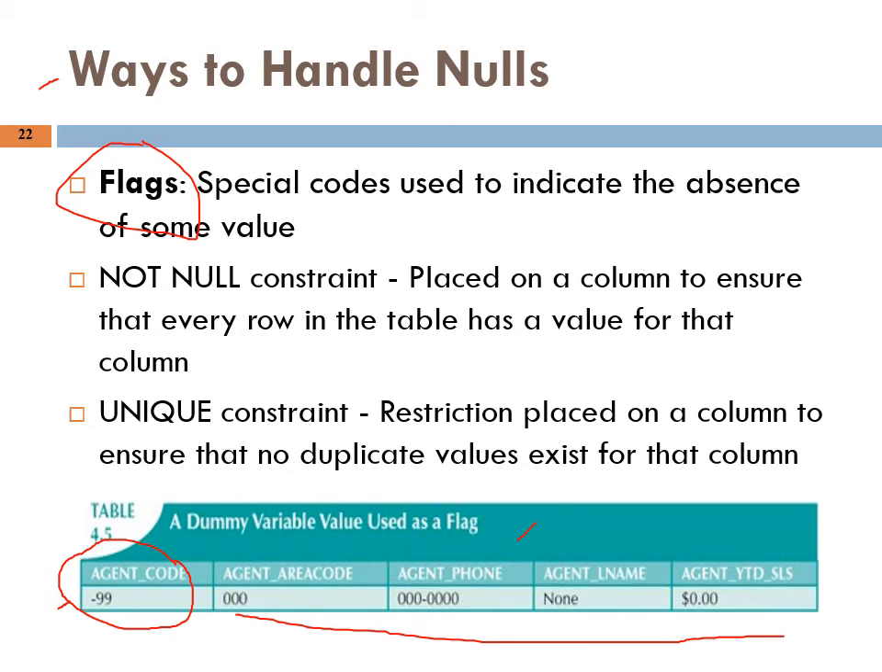I think by practice maybe you can see how it works, right? Other integrity rules that can be enforced in the relational model are not null and unique constraint. Not null can be placed on a column to ensure that every row in the table has a value for that column. A unique constraint is a restriction placed on a column to ensure that no duplicate values exist for that column. These are the other integrity rules that we can use, right?